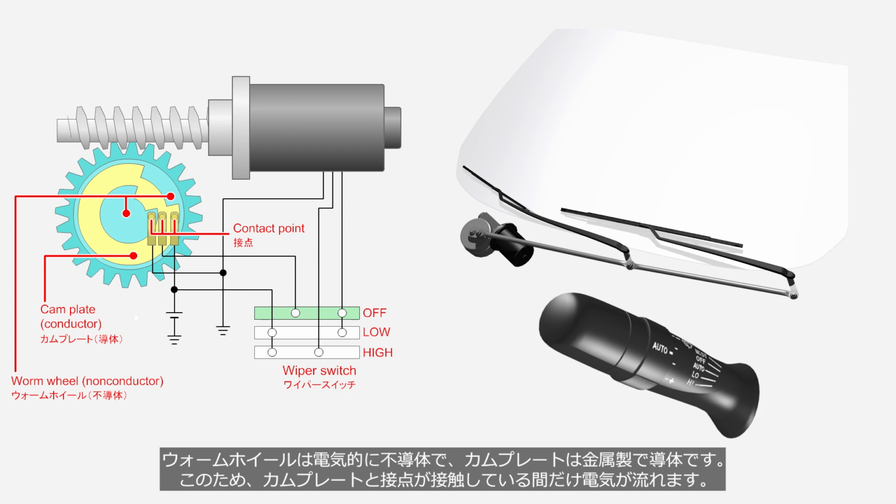The worm wheel is electrically non-conductive, while the cam plate is made of metal and is conductive. As a result, electrical current flows only when the cam plate and the contact points are in contact.